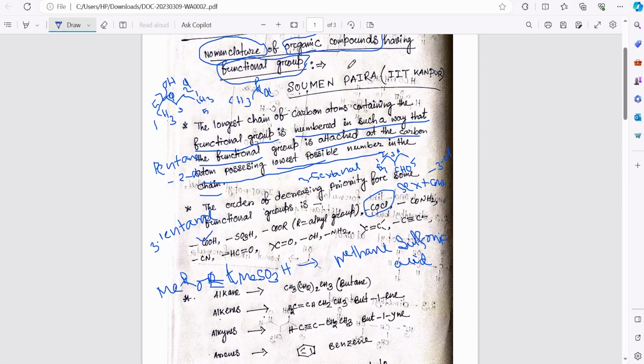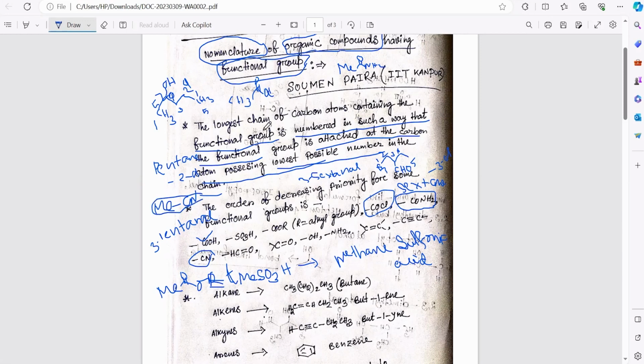Now the other functional group is CONH2. If any molecule contains the CONH2 group, then what will we get? MeCONH2 is known as acetamide. And another functional group is CN, acetonitrile. What will be the structure? Suppose we have a methyl group, Me or CH3. So CH3CN. Now you can call it acetonitrile. This is called acetonitrile.